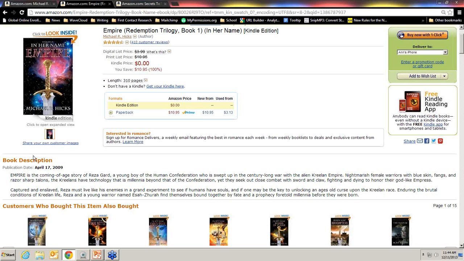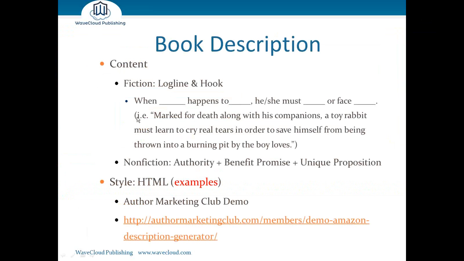What goes in it? So this is where it goes, book description. So what's important about your book description? Well, what's important is the content and the style. So let's talk about content. If it's a fiction book, you want a log line and a hook. So when something happens to the protagonist, he or she must do this thing or something will happen, maybe bad.